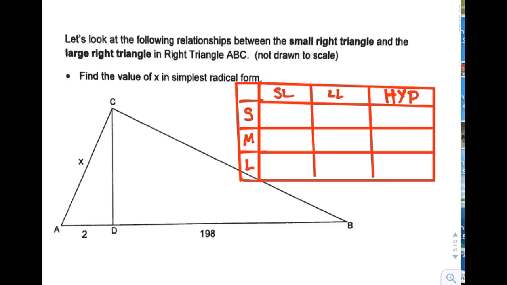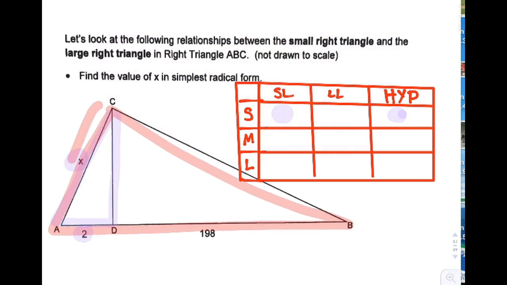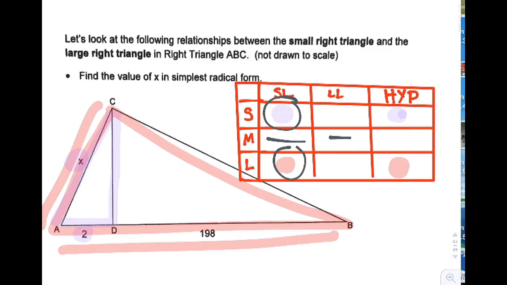Okay, so on this problem, you're looking at the small triangle, and we know the short leg of the small triangle is 2, and we know the hypotenuse of the small triangle is x. And then we also have the very, very large triangle, where the short leg is x, and the hypotenuse is 200. So this didn't happen yesterday, but this is the four corners situation where that over that equals that over that. And then you're going to cross multiply and solve down here.